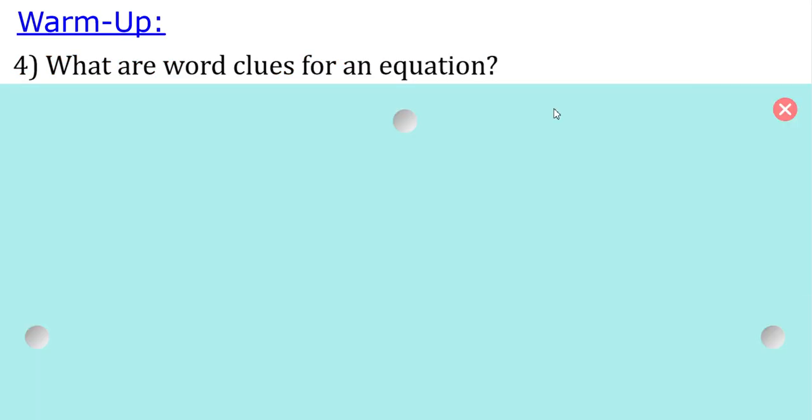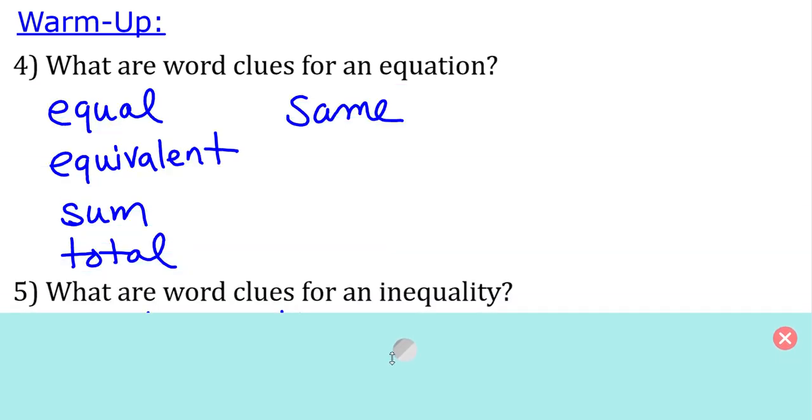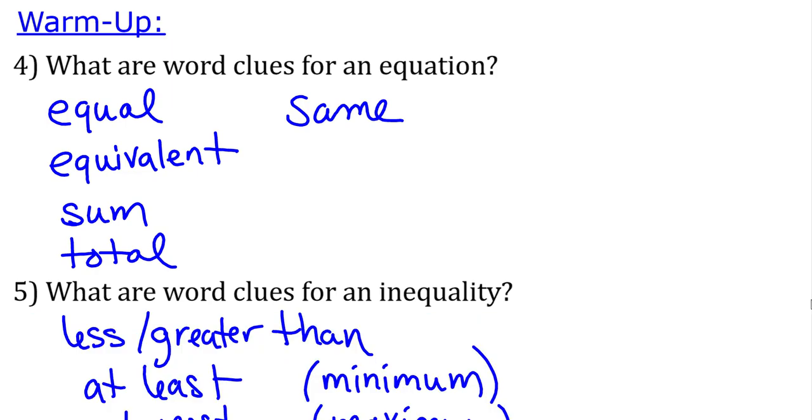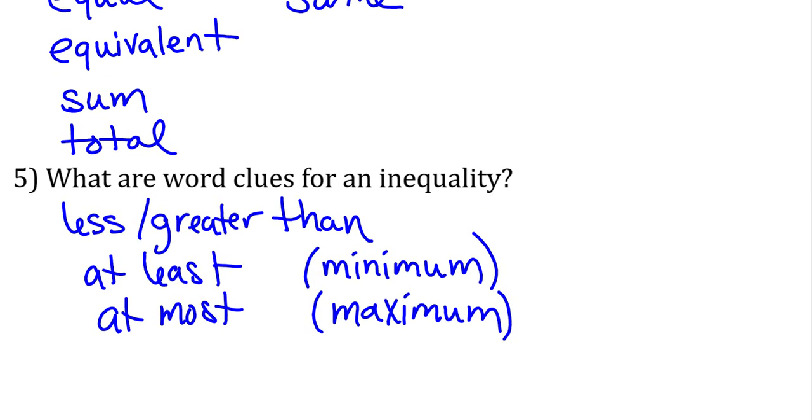When we're talking about equivalencies, keywords we're going to look for in our word problems are same, equal, equivalence, giving me a sum, or giving me a total. Conversely, if we're talking about inequalities, I want to look for words like the obvious, greater than, less than, at least, at most, minimums, and maximums. So let's see if we can take a scenario to write some equations and inequalities and go from there.